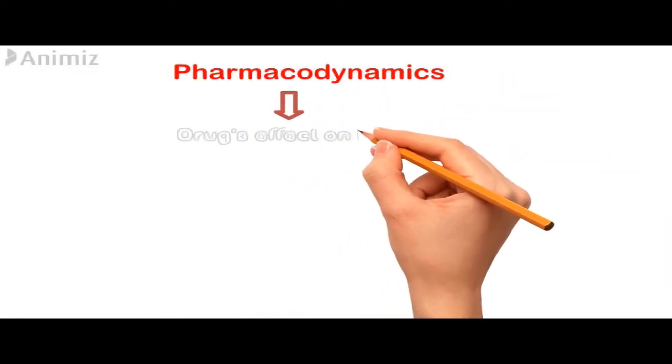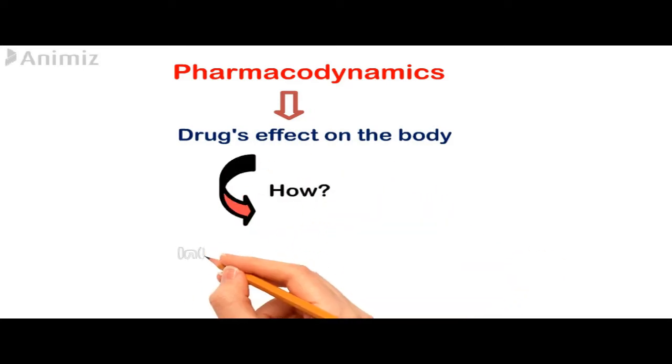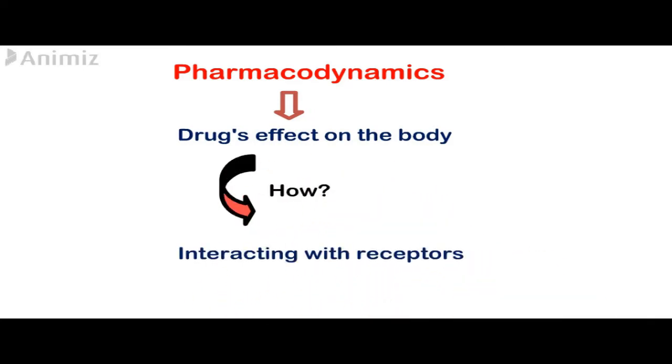In this video we will talk about pharmacodynamics and how drugs show their effect on our body. So in contrast to pharmacokinetics, we can describe pharmacodynamics as the actions of a drug on our body and how the drug concentration can affect the magnitude of the response. So basically, drugs show their effect by interacting with receptors.